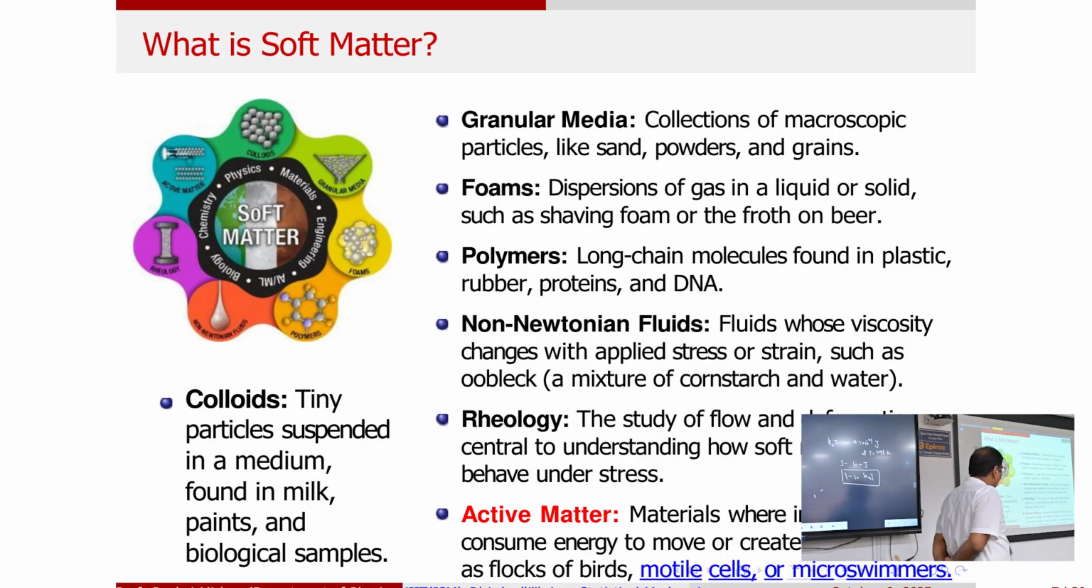Then rheology, the study of flow and deformations, which is central to understanding how soft material behaves under stress. Then comes the active matter, which are examples of materials where individual units consume energy from their surroundings to move or create structures. These are broad examples of materials which are classified as soft materials, and the matter with which we are concerned is the active matter. We will discuss it later.